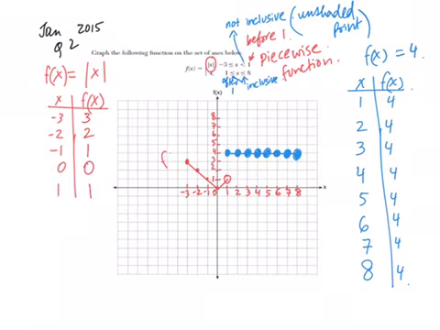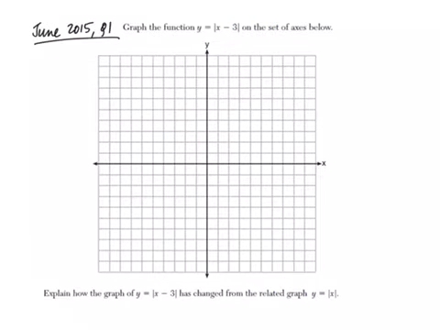So let's draw the line through these points. So this is f(x) is equal to the absolute value of x till 1, and then this is f(x) is equal to 4, which is onwards. Alright, so let's try to draw this graph.